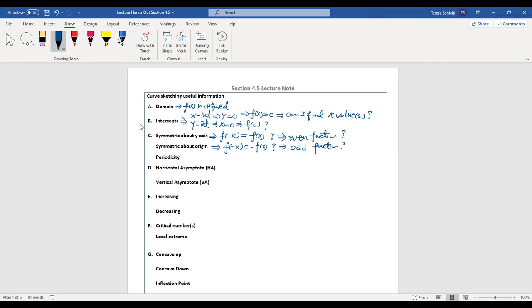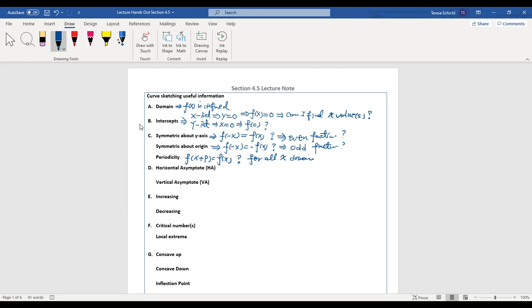Then the next thing here is the periodicity. So does this function have a period? How do we define that a function is periodic? That means f of x plus p is equal to f of x. Does this exist? It's not just for one value; it holds for all x in the domain. Sine and cosine functions, for example, are periodic functions.